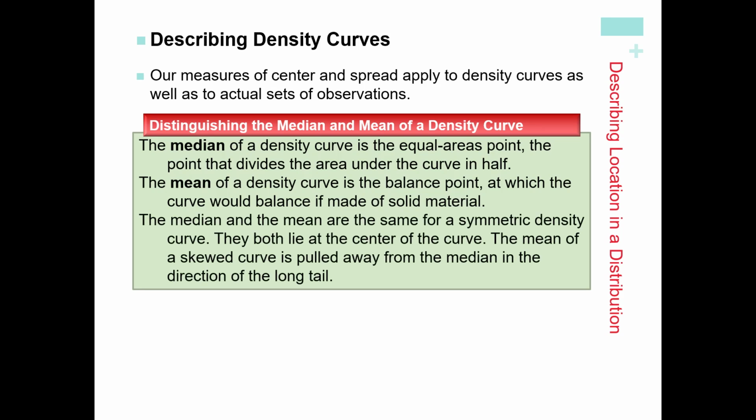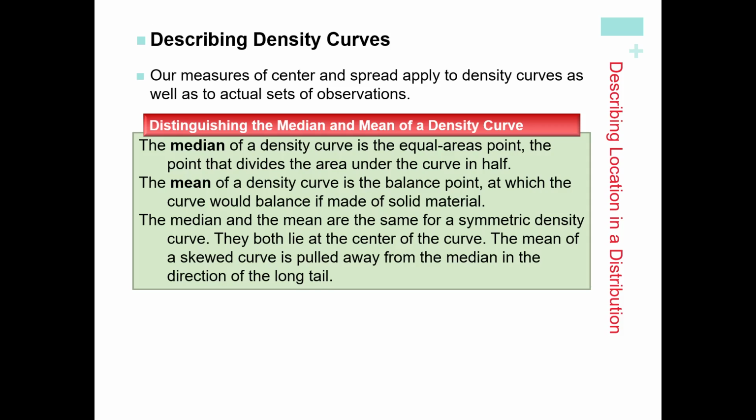The median and the mean, you guys probably already can tell this, they're going to be the same for a symmetric density curve. They both lie at the center of the curve. The mean of a skewed curve, on the other hand, like I just said, is pulled away from the median in the direction of the long tail.